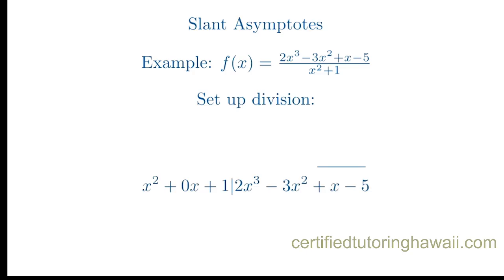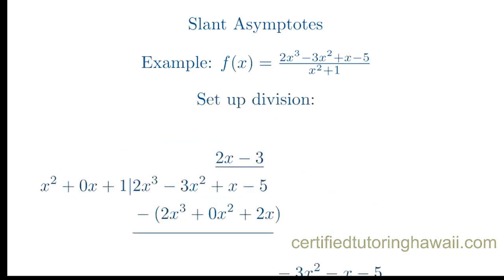Let's set it up. Notice I'm including a 0x term in the divisor to keep things organized. The division gives us a quotient of 2x minus 3 and a remainder of negative x minus 2.